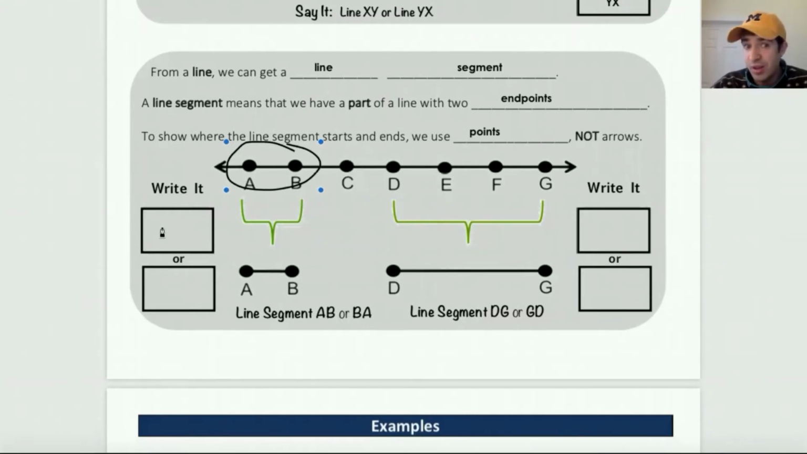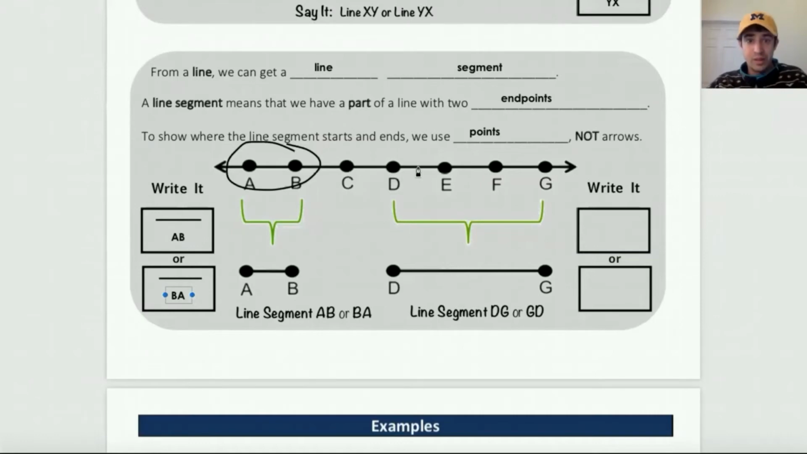So when I write it out, I'm not going to have the arrows going on forever. I'm actually just going to draw a straight line and then type AB. Now, because lines can go in the reverse direction too, I could also call this line segment BA. So I could either call it line segment AB or line segment BA.